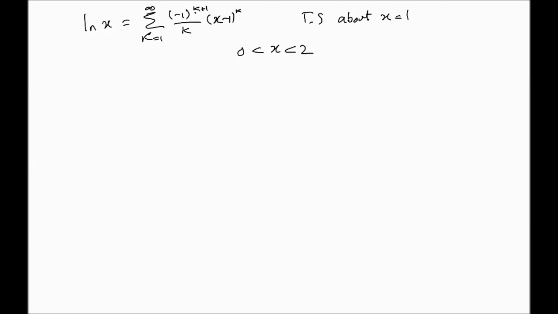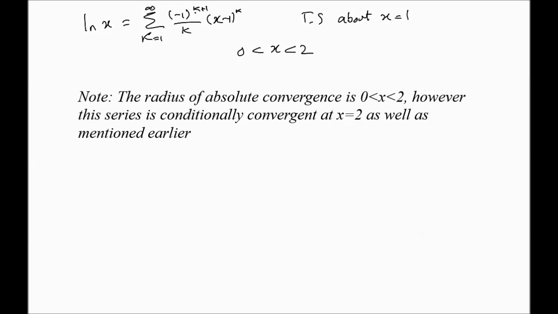Okay, so now here's how we can use this. I'll just summarize that again. Log x, that's the Taylor series of log x, Taylor series about x equals 1. And we know the interval of convergence is x between 0 and 2. So it has a limited radius of convergence, and we need to be careful about that.